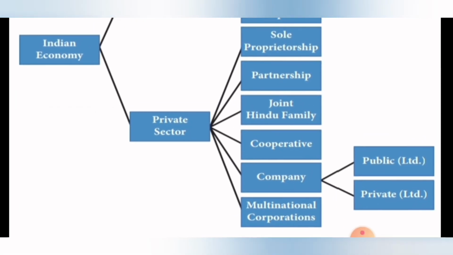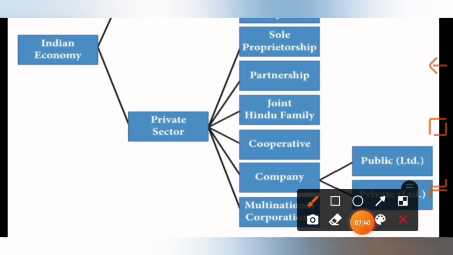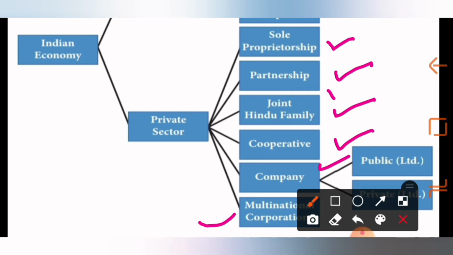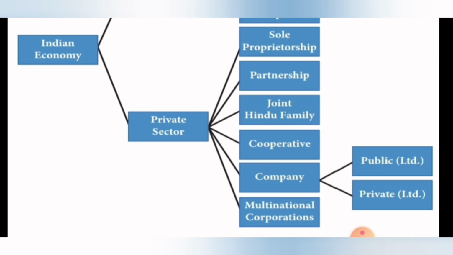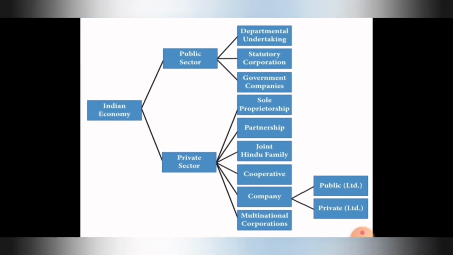Next, coming to private sector: sole proprietor, partnership, joint Hindu family, cooperative, company, multinational company. Got it? But companies are divided into two. One is public limited and another one is private limited. Got it? Yes. So we are going to see everything in detail.